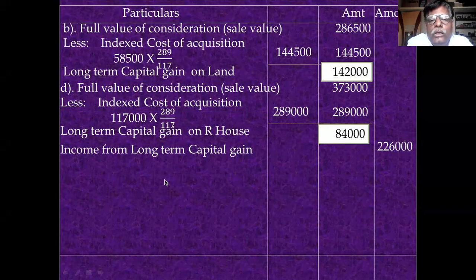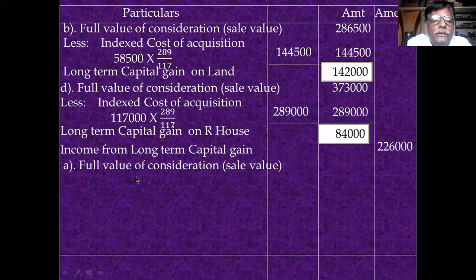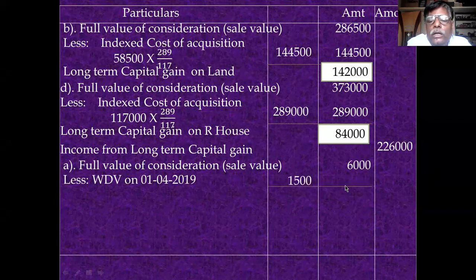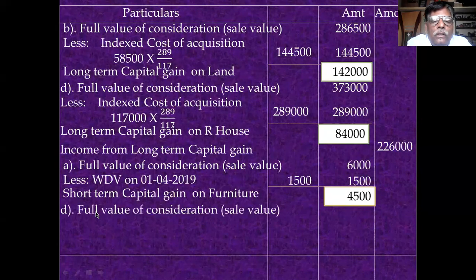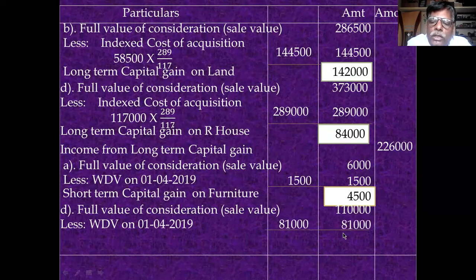This is regarding long term. Now you calculate short-term capital gain. First is the full value of consideration, 6,000 for furniture. Then you deduct the written down value on 1/4/2019, which is 1,500. Balance is 4,500. This is the short-term capital gain on furniture. Then you take the full value of consideration of machinery, 1,10,000, less written down value 81,000. Then 29,000 is the gain.